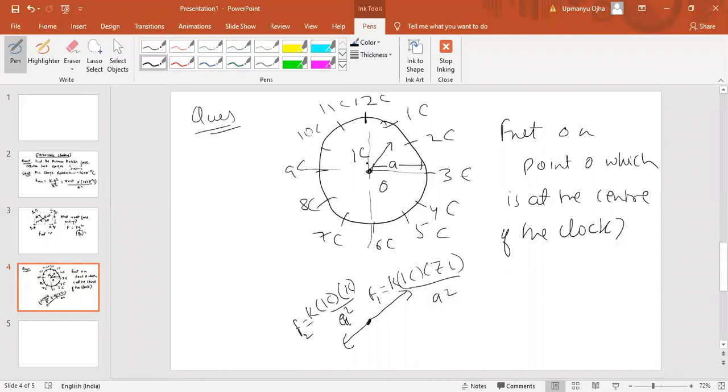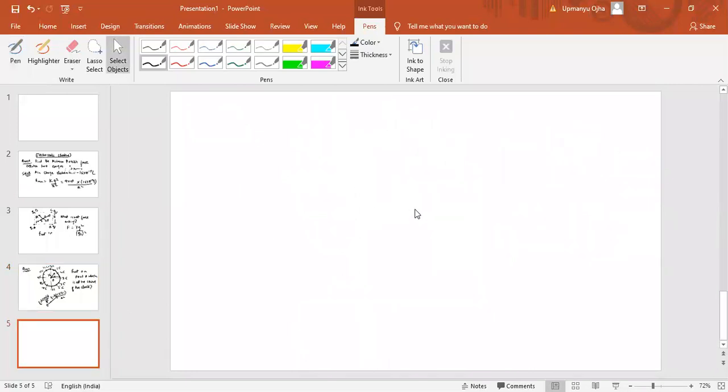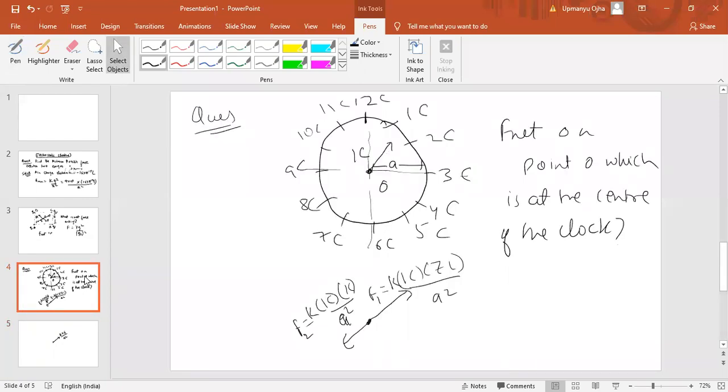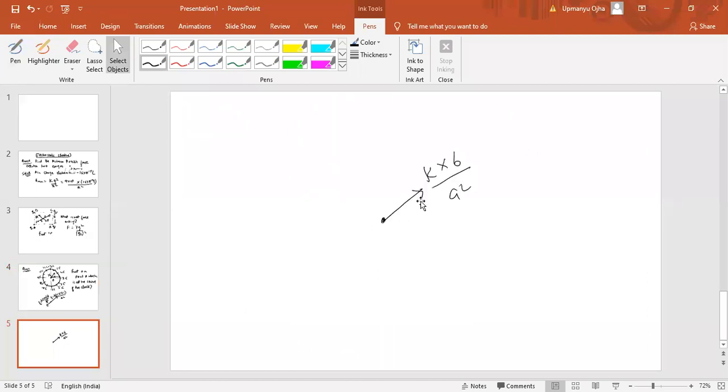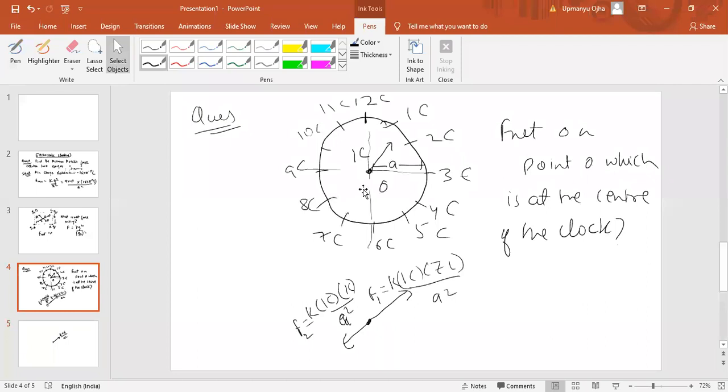Since we know that 1 and 7 coulomb are exactly opposite to each other, the net force acting on the center due to these two charges will be equal to K into 6 by A square. Am I correct or not? It should be equal to K6 by A square. That is the net force acting due to the 1 and 7 coulomb charges.